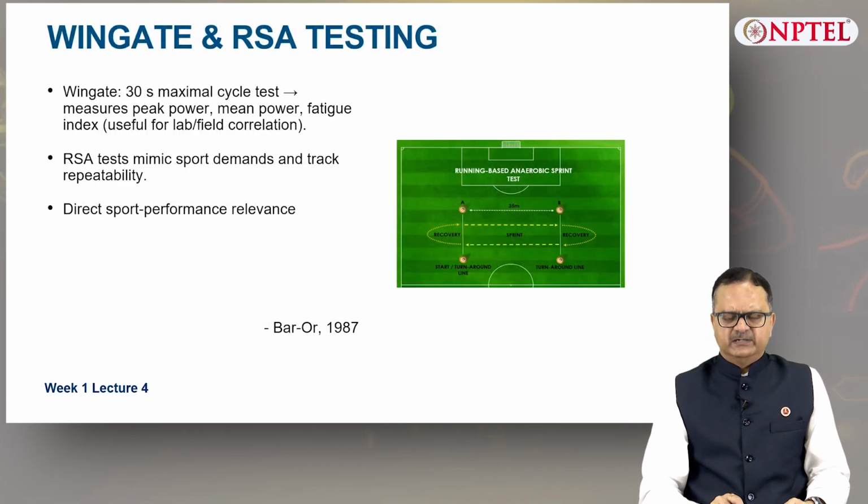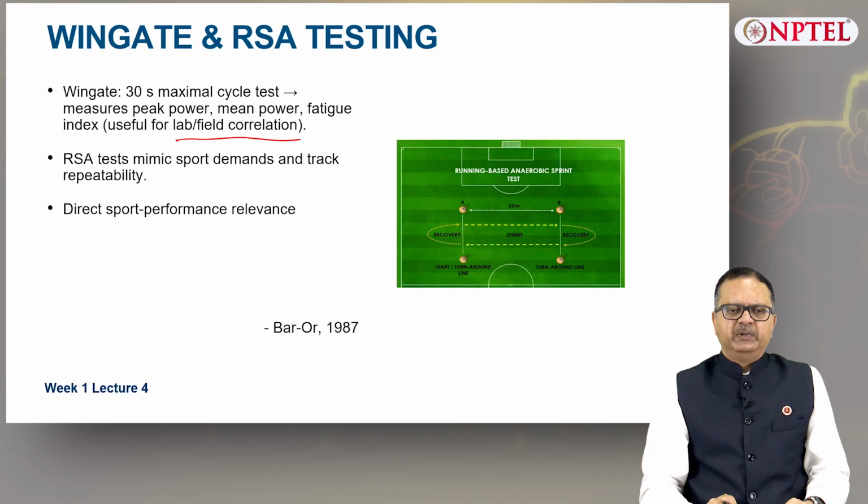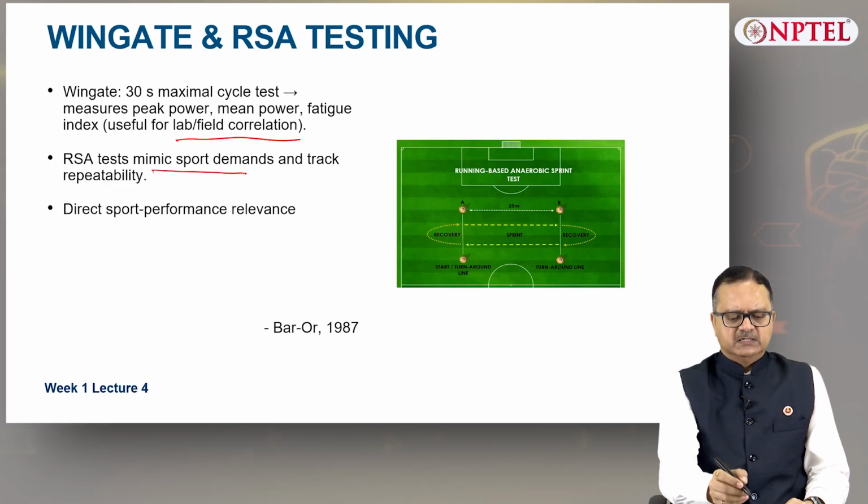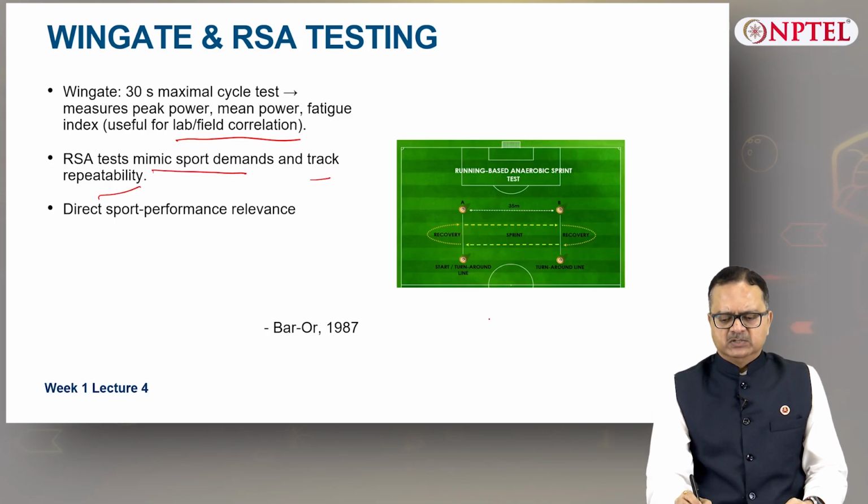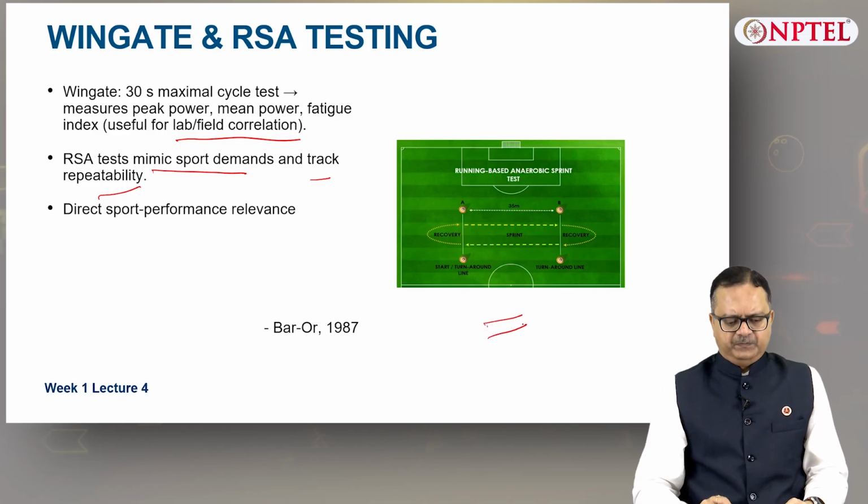Wingate or RSA testing. Wingate cycle testing is a maximal cycle ergometer test which measures peak power, mean power and fatigue index, and it is useful for lab and field correlation. This is supposed to be the gold standard for jumping sports. RSA tests mimic sports demands and track repeatability because it is done on the field. And both these tests have direct relevance to sports performance.